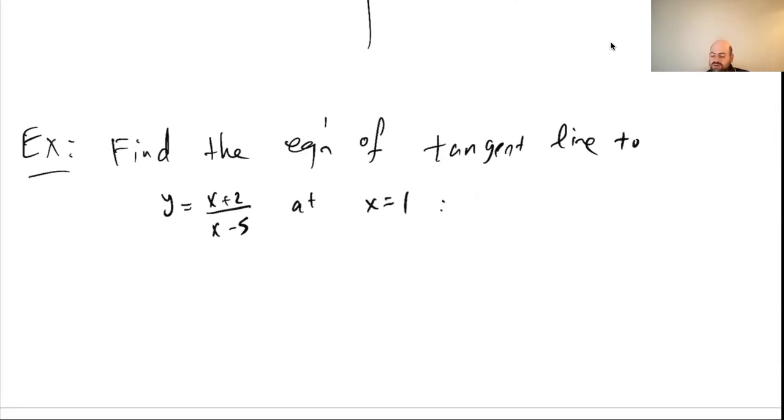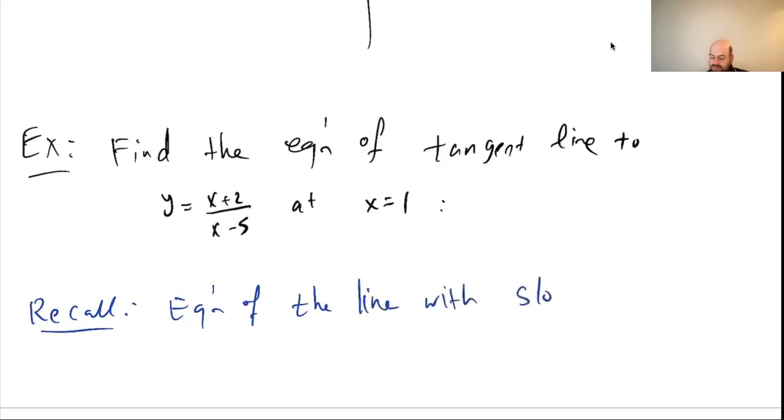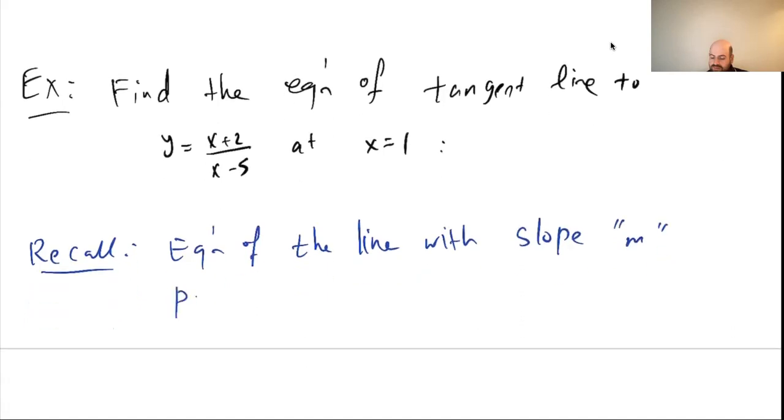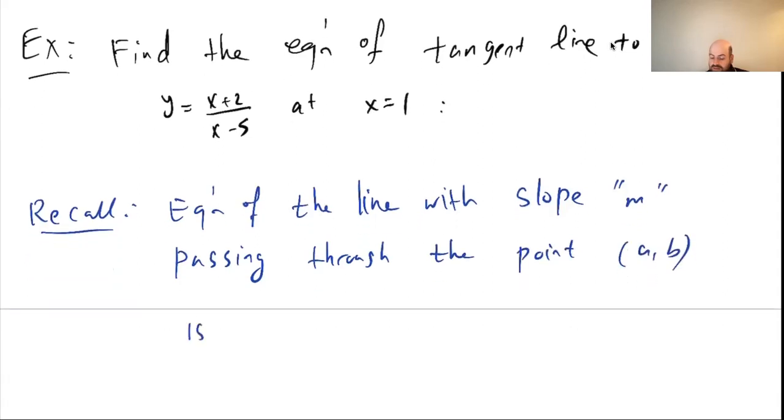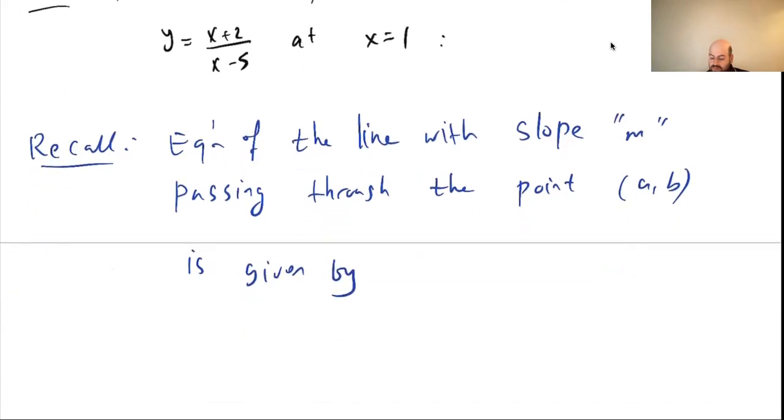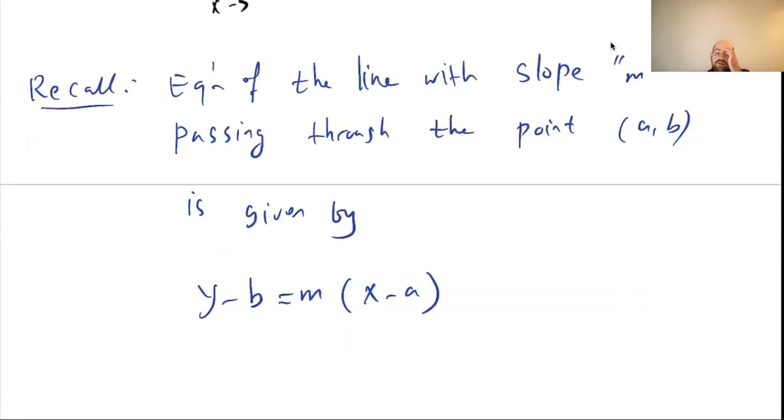Now, first we need to remind ourselves about the equation of a line. So recall, the equation of the line with slope m passing through the point, let's say, A and B, is given by y minus b equals m times x minus a. So this is what you learned in high school. If the line passes through the point A and B with slope m, the equation will be y minus b equals m times x minus a.